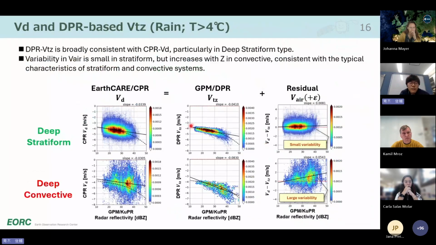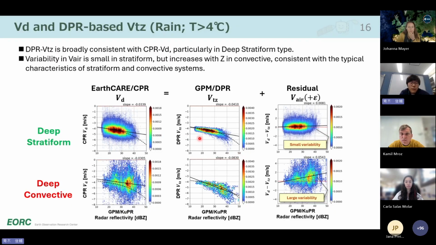This is the comparison between DPR Doppler velocity and terminal fall velocity calculated from DPR measurement. The upper panel shows the stratiform, the bottom shows the convective. The DPR-calculated VTZ is broadly consistent with the CPR measurement, and a very consistent measurement is shown.